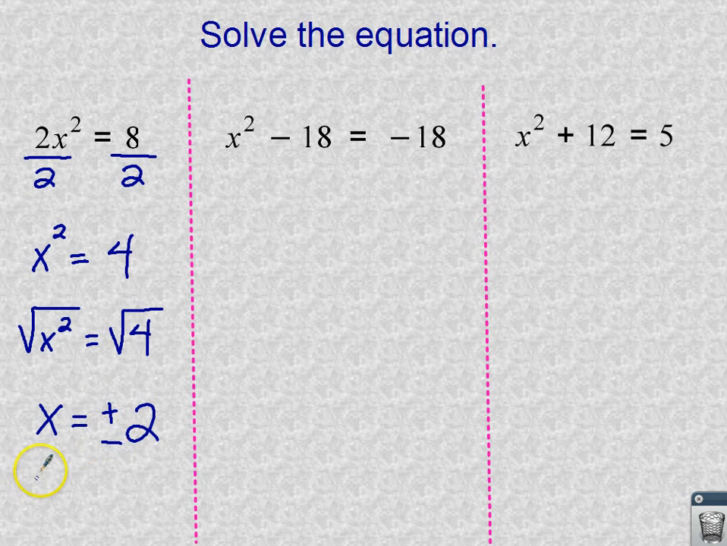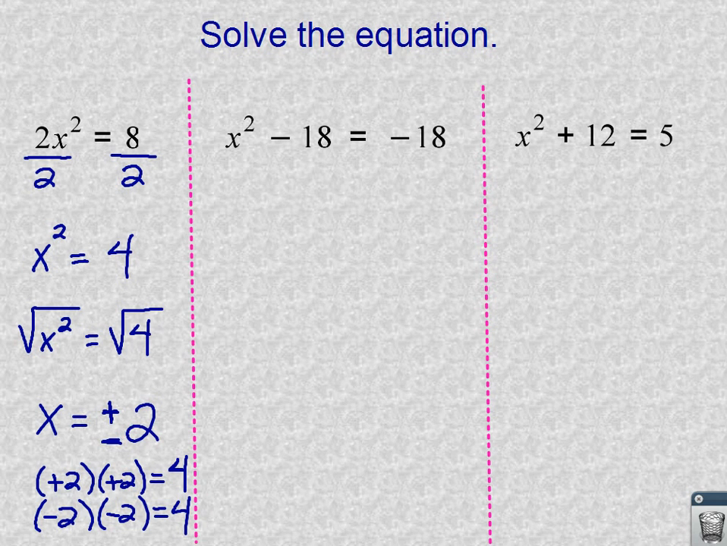Why is that? Well, positive 2 multiplied by positive 2 is equal to that number, 4. And then negative 2 times negative 2 is also equal to that positive 4. So we have two roots, which means our parabola is going to hit the x-axis in two spots. It's going to have an intercept at positive 2, and the parabola will also have an intercept at negative 2 on the x-axis. All right, next example.